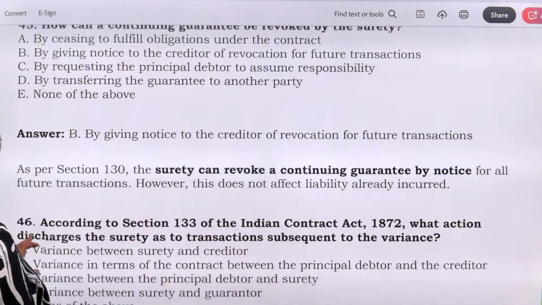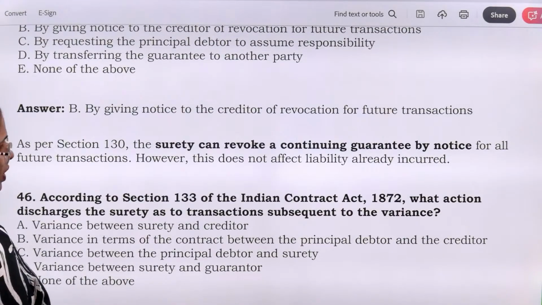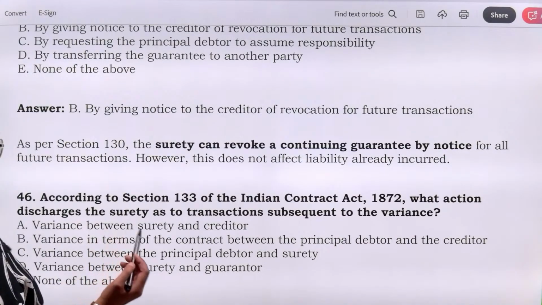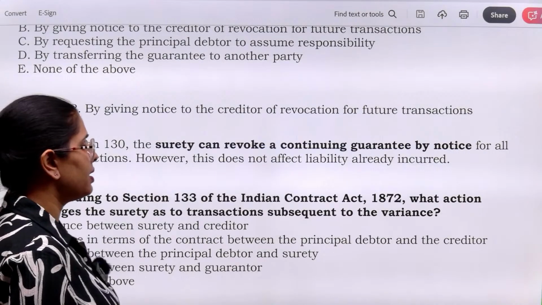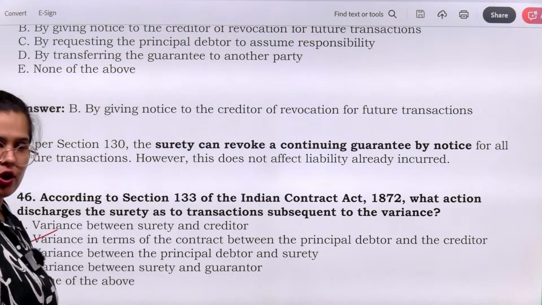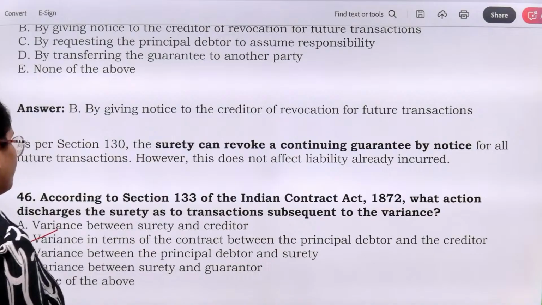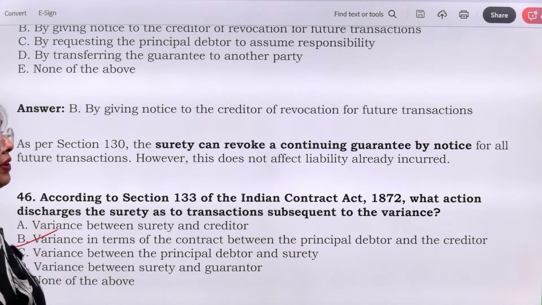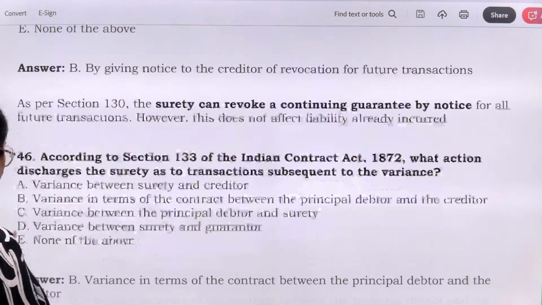Now, as per section 133 of the Indian Contract Act, what action discharges the surety as to transactions subsequent to the variance? So, if there are any changes, variance in terms of contract between the principal debtor and creditor. See, the main parties have changed the conditions among themselves and they have not informed the surety, or if the surety is not happy with it, then in that particular case it will discharge the surety. That means surety will no longer be responsible for that.